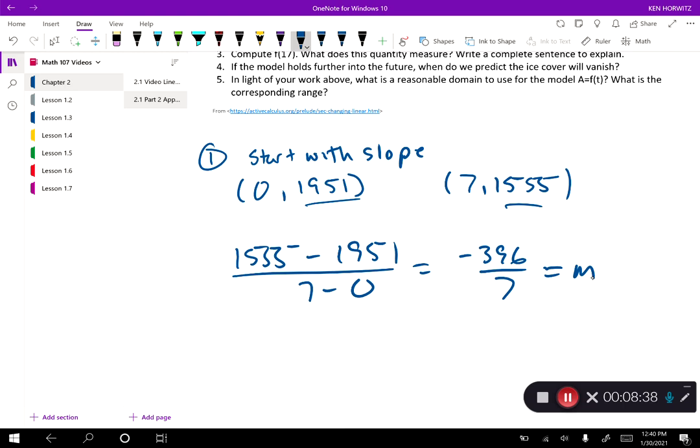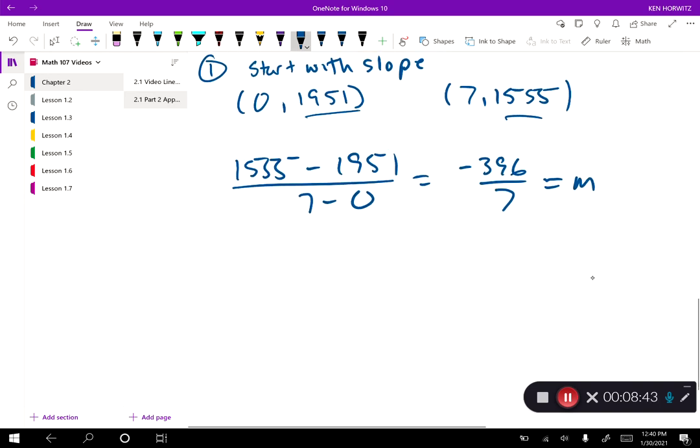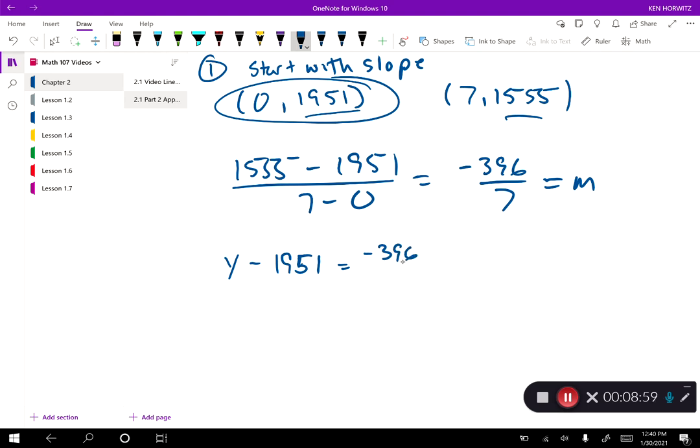All right, so now I'm going to use my point-slope form because I have a point and I have my slope. I used this point just because I think the 0 is going to be easier to calculate. So y minus 1951 equals negative 396 over 7 times x minus 0.